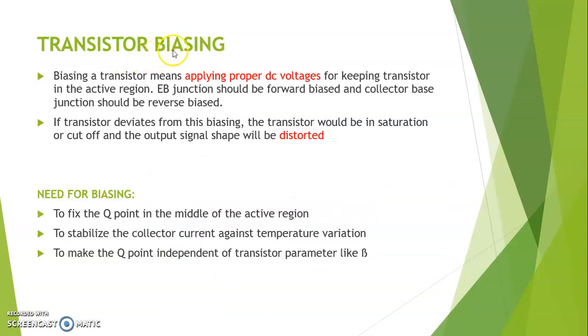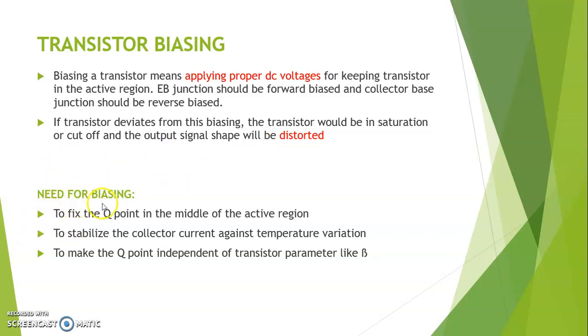So what exactly is transistor biasing? Transistor biasing means we apply proper DC voltages so that we keep the transistor in active region. So we know that in order to keep the transistor in the active region, the emitter base junction should be forward biased and collector base junction should be reverse biased. So we should ensure proper DC voltage to keep the transistor in this active region. If suppose the transistor deviates from this biasing, the transistor will be either in saturation region or cutoff region, and like we saw in the previous slide, the output shape will be distorted.